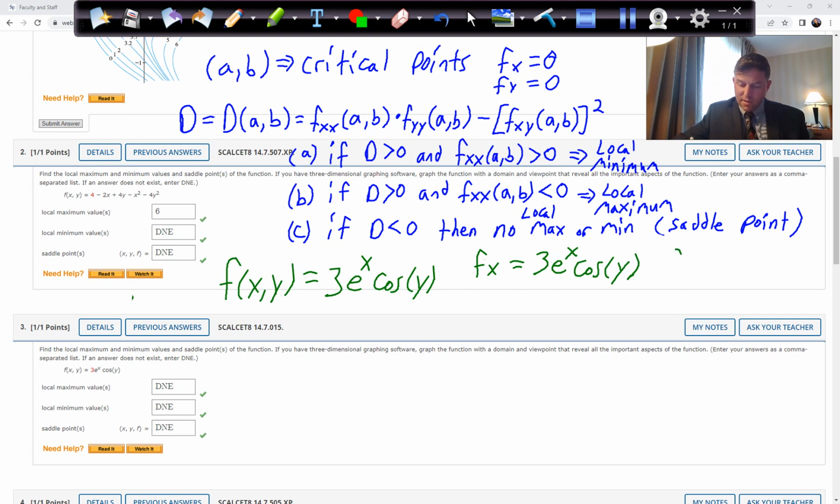Now here's the thing about this. The fxx will also not change at all. So we can get those right away. And let's find fxy while we're at it. So this one will change slightly. If I look at 3e to the x cosine y and I take a derivative with respect to y, we're going to get the derivative of cosine, which is negative sine. So it's going to be negative 3e to the x times the sine of y.